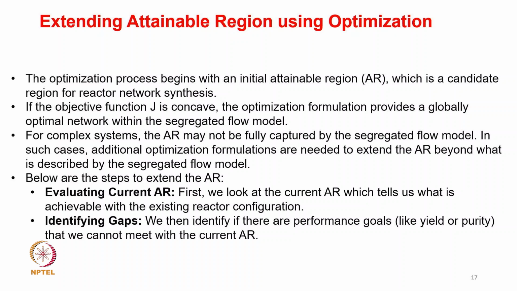Below are the steps here. So first we have to evaluate the current attainable region. Then we have to look at the gaps. For instance, is there a way to improve purity? Is there a way to attain better yield?